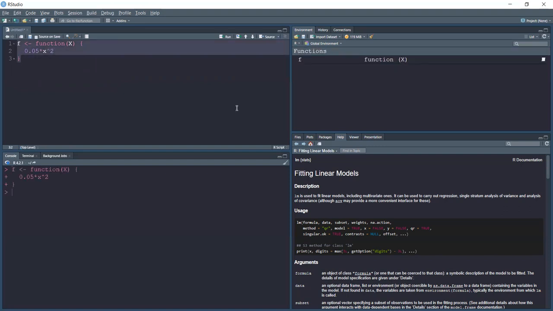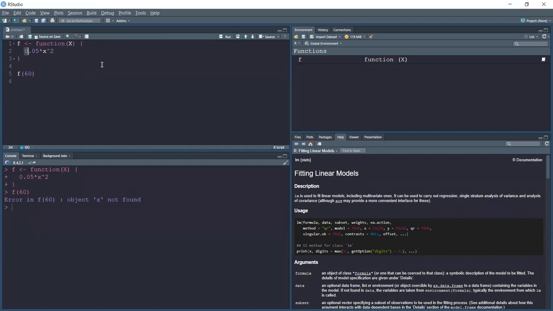Yeah, so you can now see in your environment, we have the function f. It's dependent on a single argument, uppercase x. Now I can type f of, for instance, 60, and that didn't work, did it? Should I have typed x over here? No, that should be fine. So what is the issue?